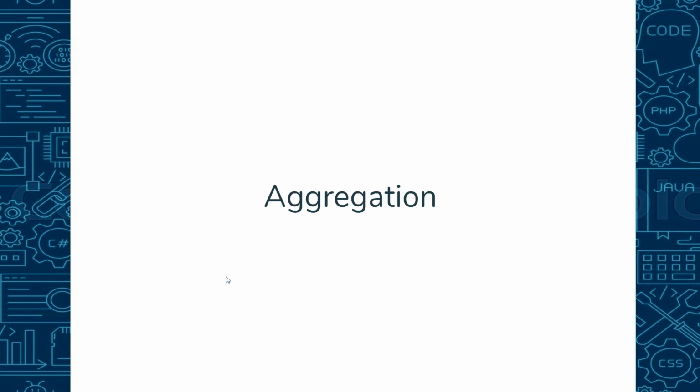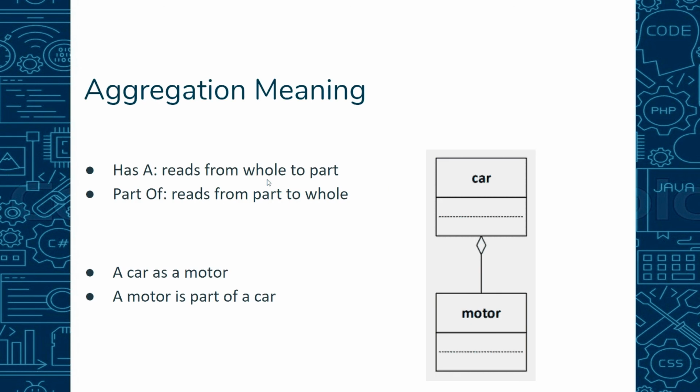Okay, the next kind of code association is called aggregation. Aggregation means that, how to explain this one? All right, so here you have a car, and a motor is part of a car, and a motor is not a car. So it's not an inheritance type of relationship, but the car has a motor.